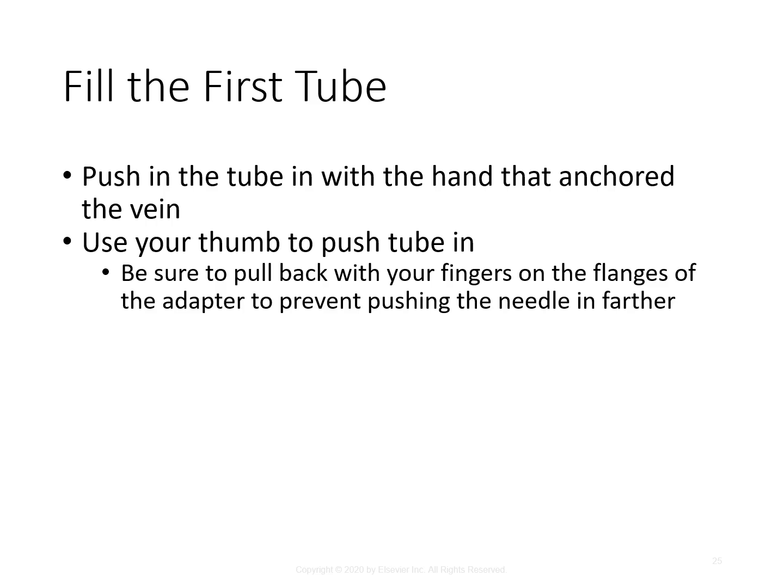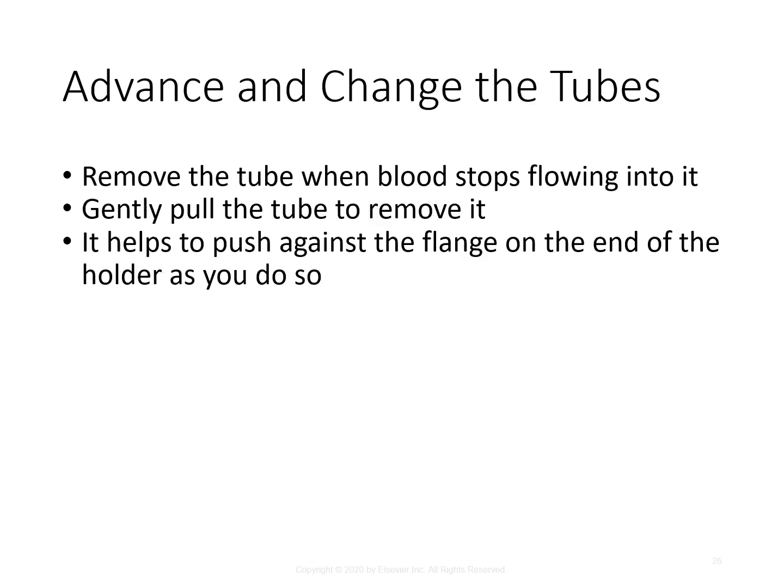All right, so you're going to fill that first tube. You're going to push in the tube with the hand that anchored the vein, using your thumb to push that tube in. Be sure to pull back with your fingers on the flanges of the adapter to prevent pushing the needle in further. You want to make sure that you're not pushing too hard because you don't want the needle to go all the way into the patient's arm, right? To make sure you will be able to clearly see blood as it flows into the tube, insert the tube with the manufacturer's label facing down.